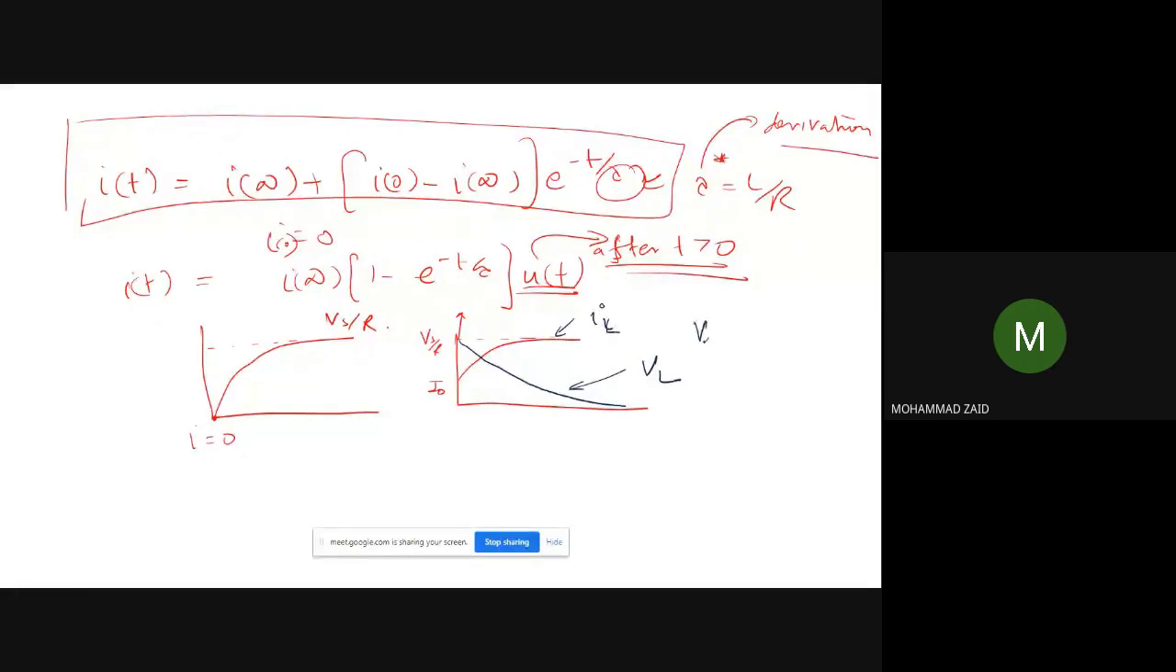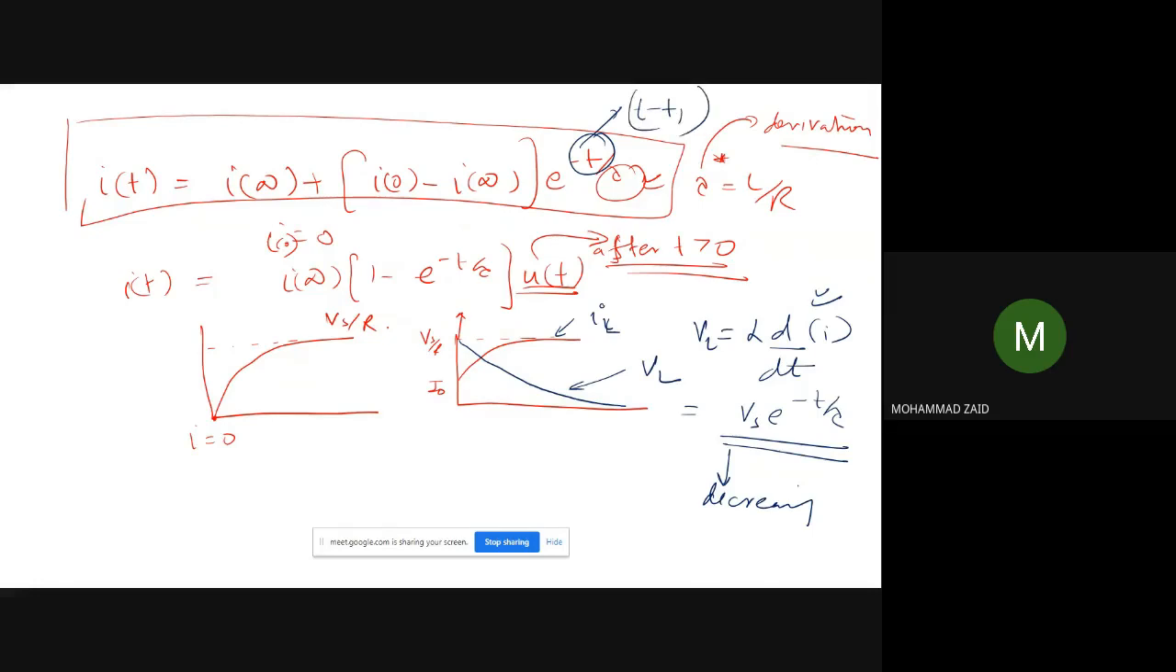Now VL can be found out by L di by dt of the current expression which you have found. It will come as Vs e to the power minus t by tau. So the voltage will be decreasing in its nature, and the current will be increasing in its nature. If the switch is turned on at any other time, then you can write it at t minus t1. So all the things we have discussed for this circuit are very much similar to the case which we have taken for the capacitor.